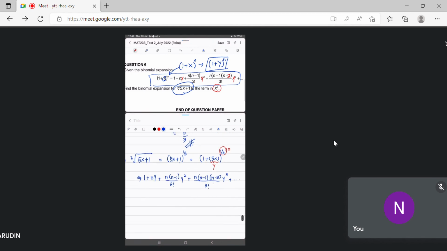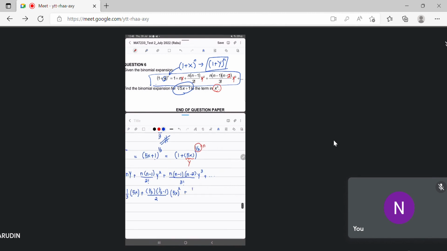So sampai sini je lah, sampai kuasa 3 je lah. Okay, so now kita substitute. 1 plus, okay, N kita apa? N kita adalah 1/3. So masukkan je nilai ni. So Y, 5X plus N, 1/3 minus 1. Okay, 2 factorial is equal to 2. Okay, 2 factorial is 1 times 2 kan? So dapat 2 jugalah. Okay, so Y kita 5X squared. Okay, plus 1 over 3.